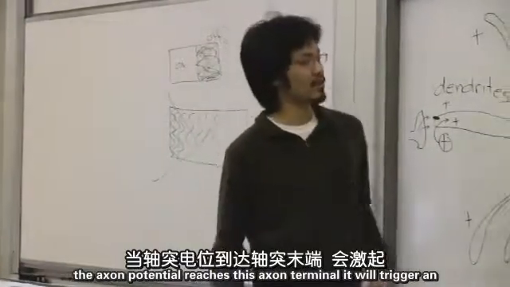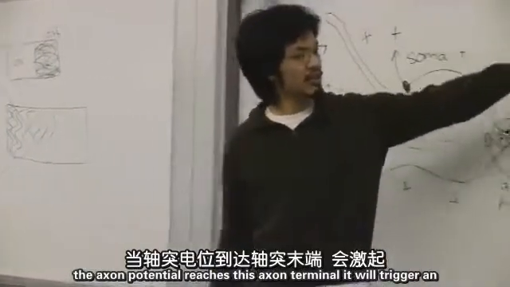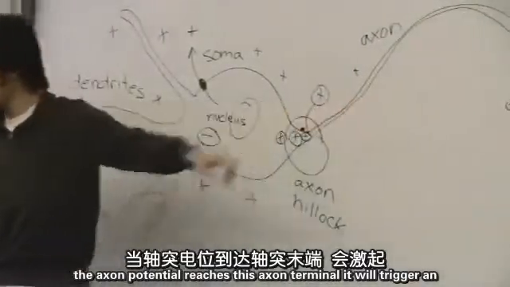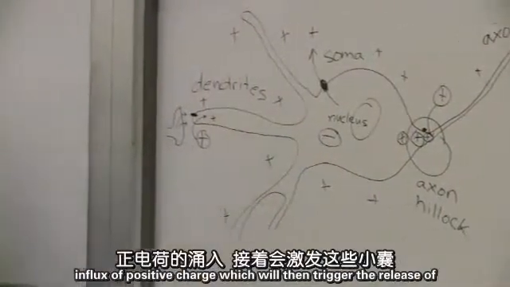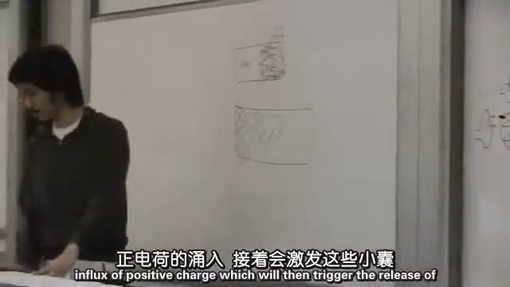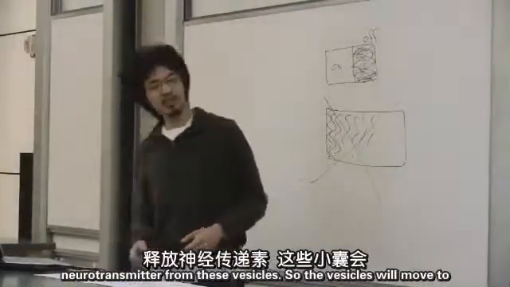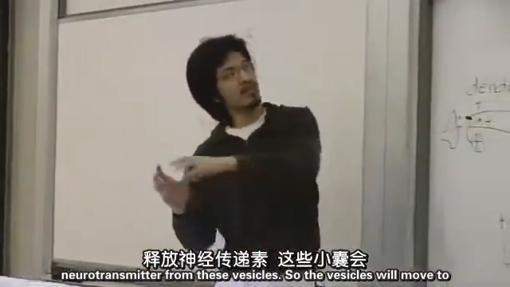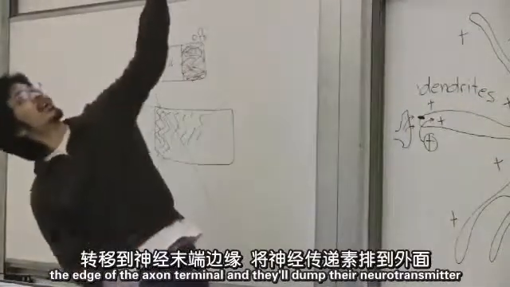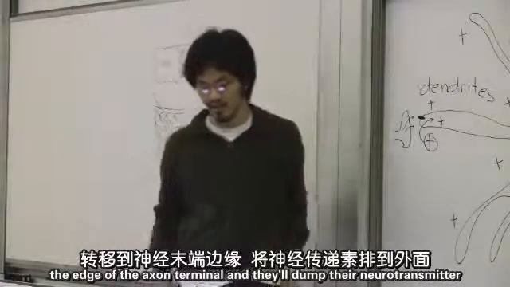Okay, so when the action potential reaches this axon terminal, it will trigger an influx of positive charge, which will then trigger the release of neurotransmitter from these vesicles. So the vesicles will move to the edge of the axon terminal, and they'll dump their neurotransmitter out.